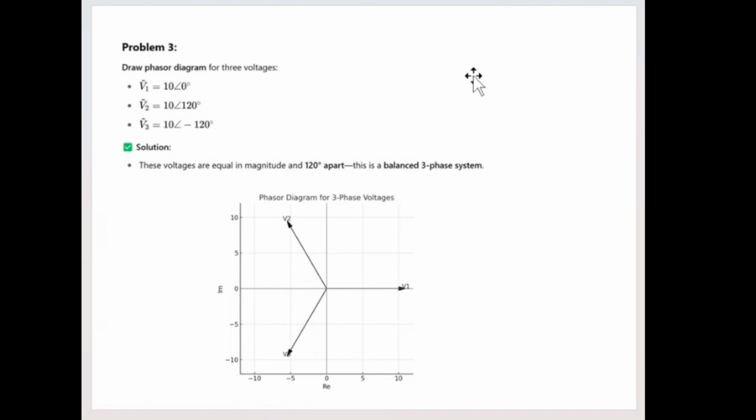The last example is very straightforward. We just want to use some diagrams because these phasors are like vectors. The first one is just a magnitude of 10 and an angle of 0. The second one has the same magnitude of 10, but the angle is 120. And finally, the last one is 10 and minus 120. And this is a balanced three-phase AC voltage, okay?